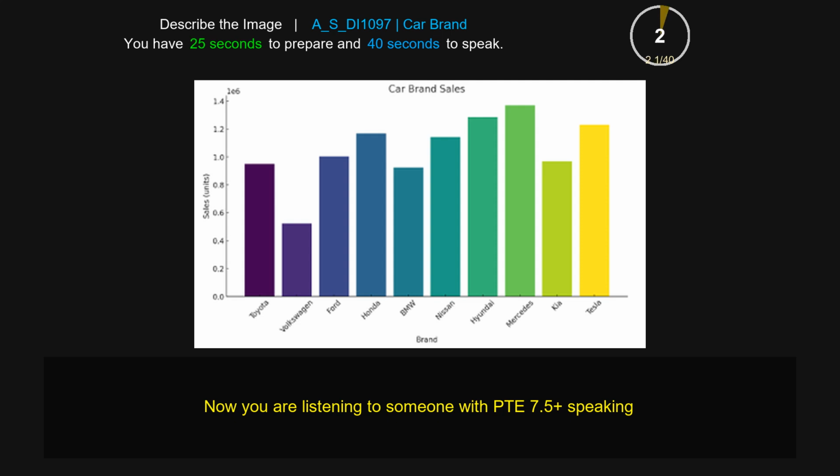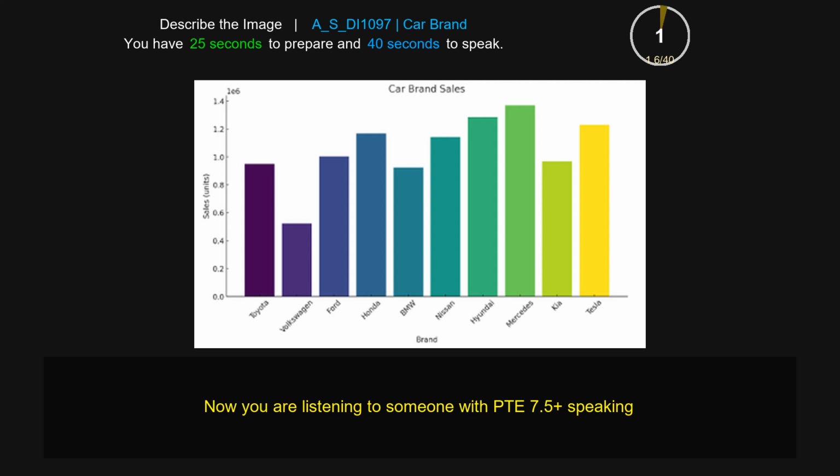The image is provided as a bar chart that gives us the information about different car brand sales, while the x-axis talks about different brands starting from Toyota to Tesla, and the y-axis talks about sales in units starting from 0.0 units to 1.4 units. It is quite evident that Mercedes has the highest sale, which is up to 1.4 units, and Volkswagen has the least amount of sales, which is between 0.44 units to 0.6 units. Overall, this image illustrates car brand sales in different brands starting from Toyota, Volkswagen, Ford, Honda, BMW, Nissan, Hyundai, etc.